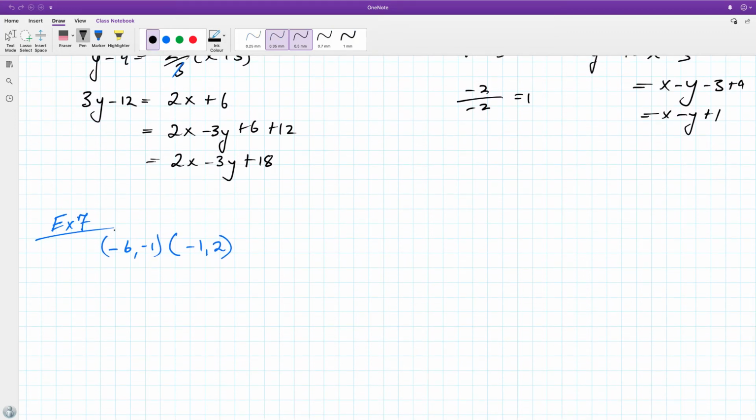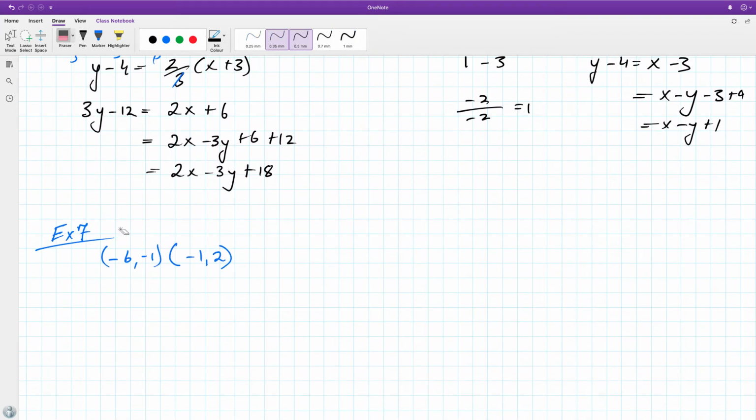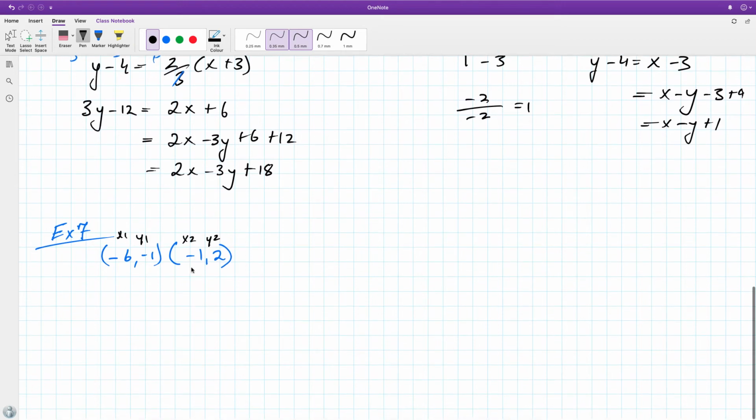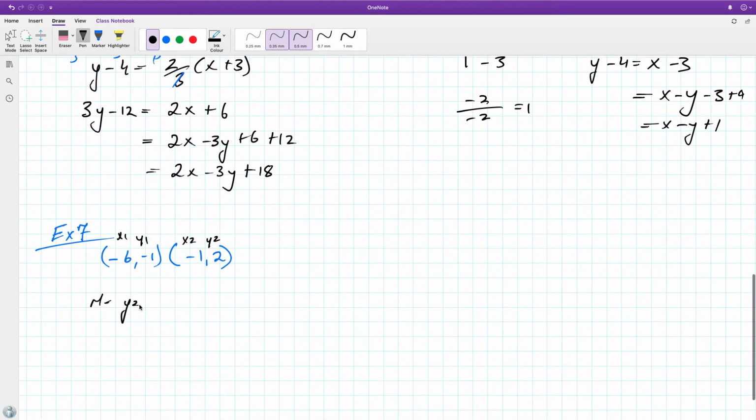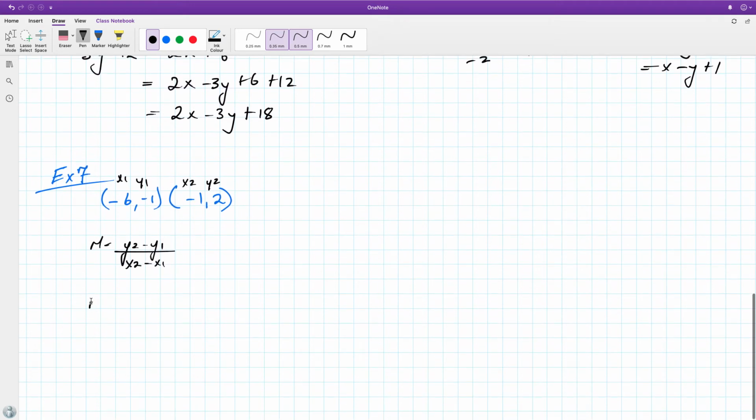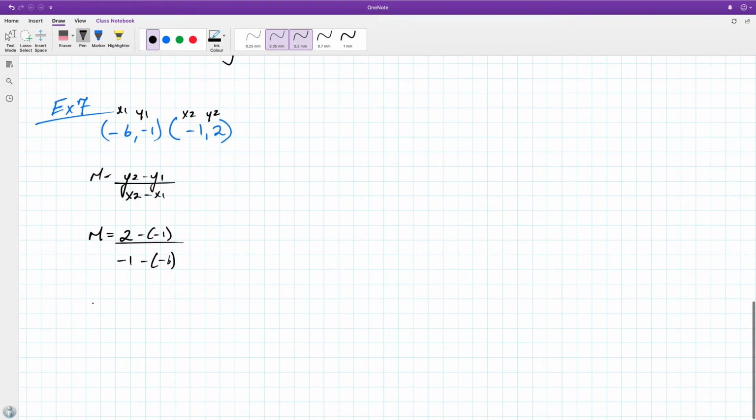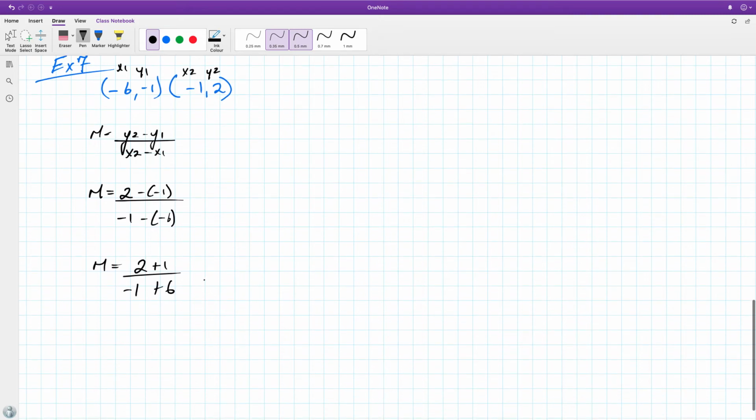Right, guys, let's have a look at it then. So that's x1, y1 and x2, y2. So we use our slope. m is equal to y2 minus y1 over x2 minus x1. m is equal to y2, which is 2, minus 1 over x2, which is minus 1, minus 6. m is equal to 2 plus 1 over minus 1 plus 6. That is 3 over 5.